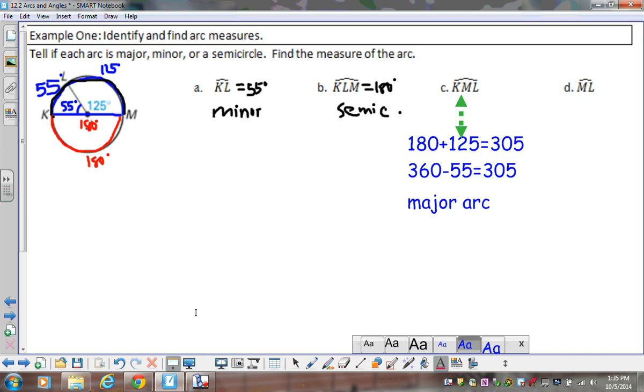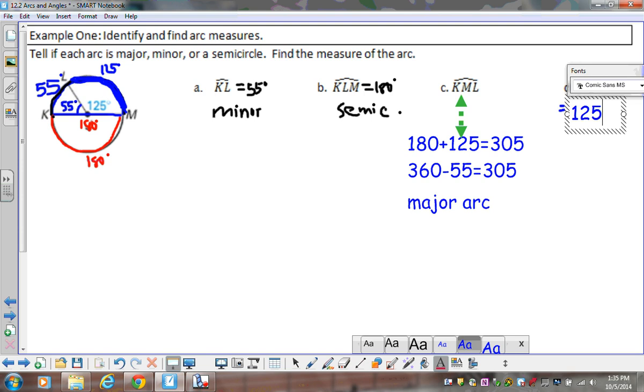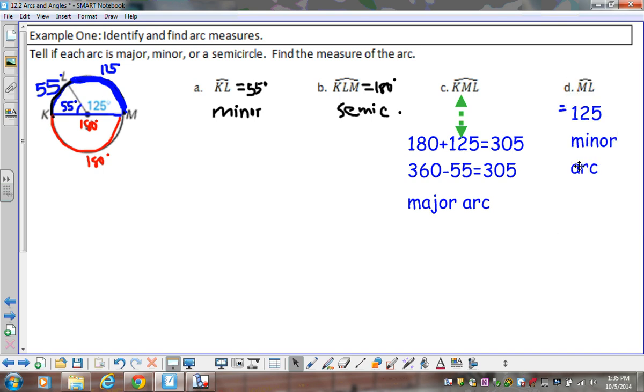Now, part D, arc ML. All right, so let's go over here and look at arc ML, which we already have. Arc ML from M to L. Notice they only use two letters, so it's more than likely going to be a minor arc. So ML from M to L, we already said was 125 degrees. All right, we're going to go back to this. I'm going to say 125 degrees. And because it is less than 180 degrees, we're going to call it a minor arc. There you go. Cool. All right, so once again, we're looking at central angles, minor arcs, and major arcs.